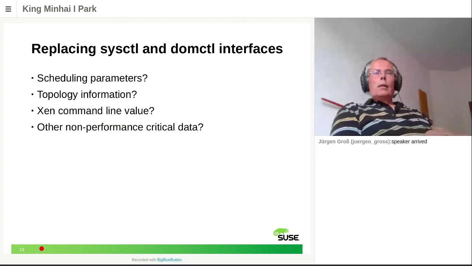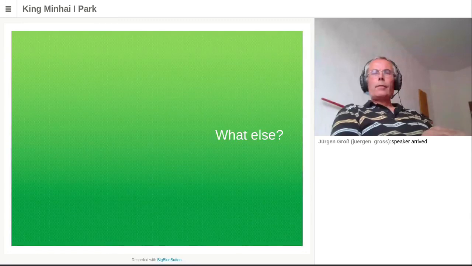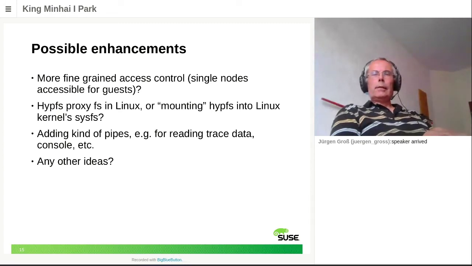Other stuff could be CPU hot plugging, things like that, which are handled right now via special tools and via syscontrol interfaces. They should be replaceable with the hypervisor file system as well. What else? I have some vague ideas what could be done in future, which would need some more effort.